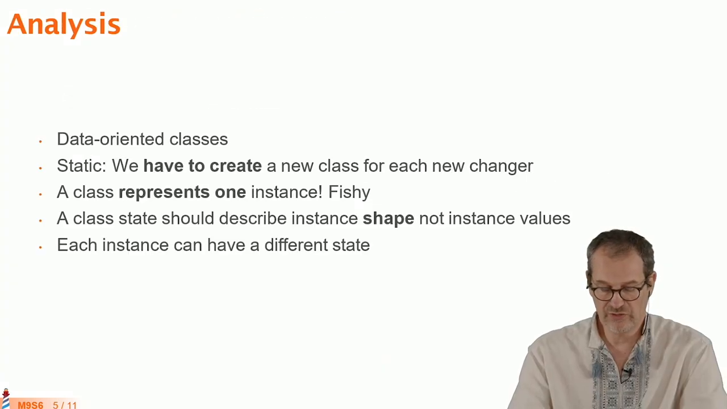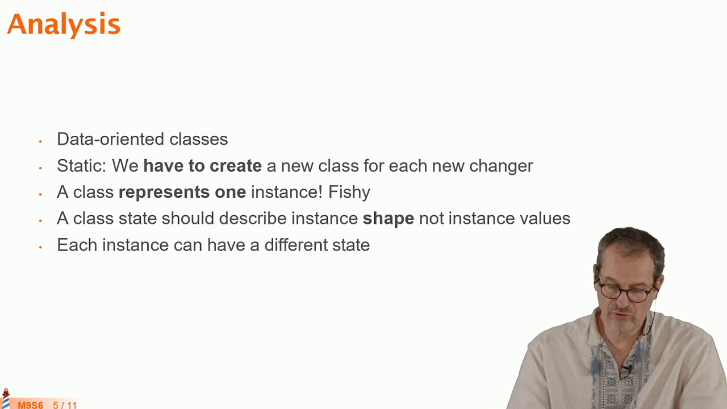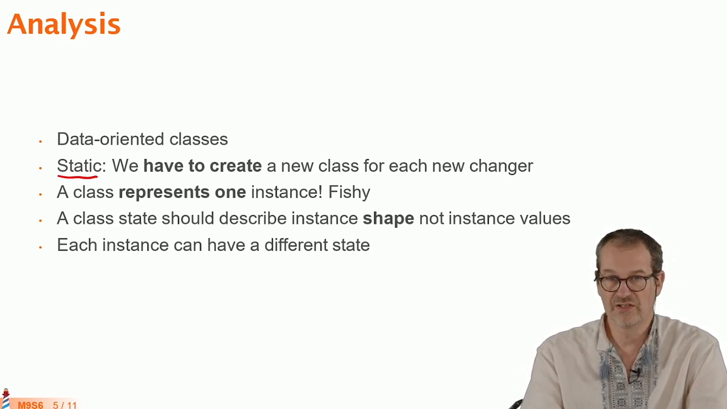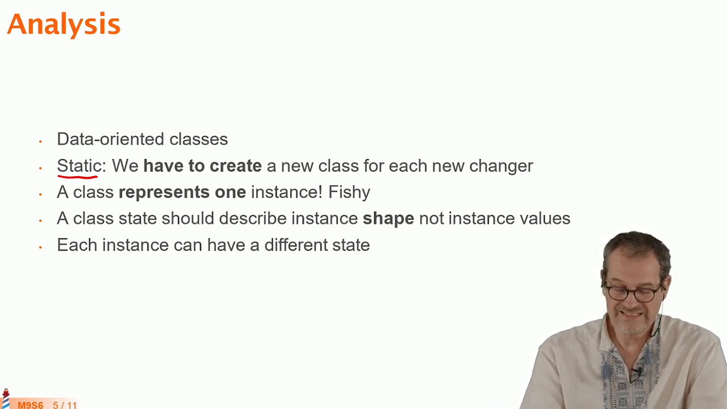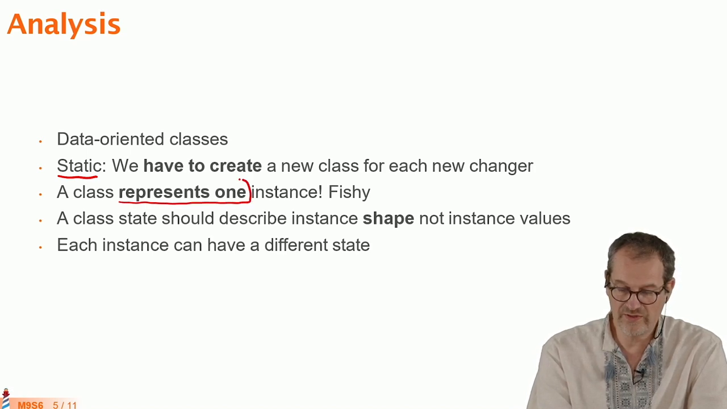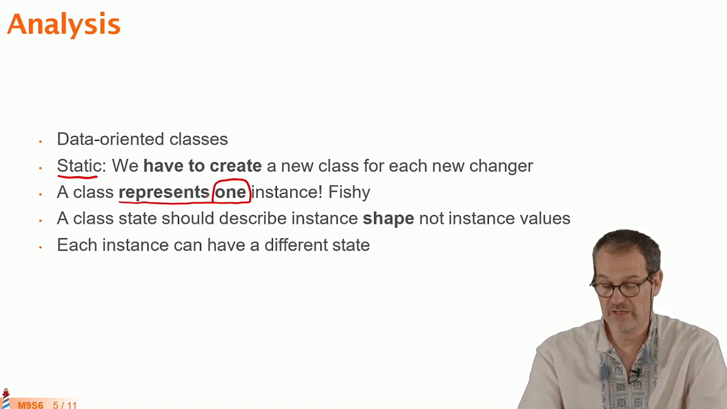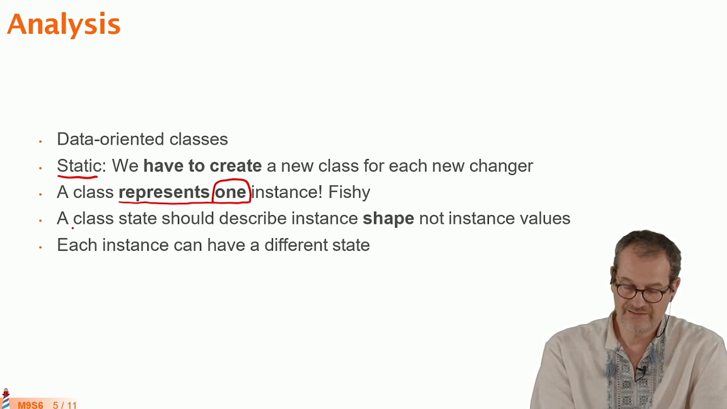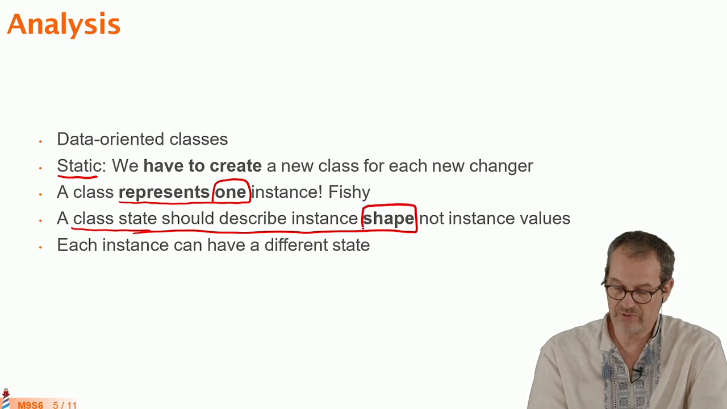When I see such kinds of classes, I know that they are data-oriented. They are really static, in the sense that I have to create a new class for each new instance, and a class, in fact, represents only one instance. Even if I can create multiple of them, I cannot do much with them because I can only do the same, and they will reply in exactly the same state. So what we should see is that a class should describe instance shape, not values.